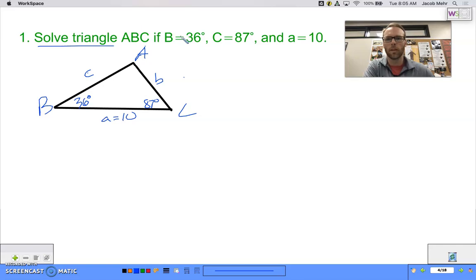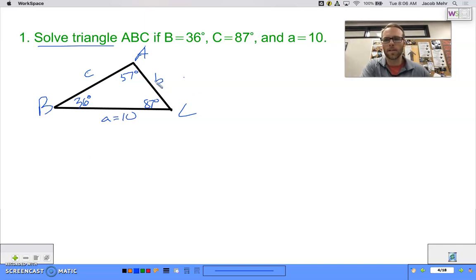And now let's solve the triangle. So what do we need to find? Well, we are missing two side lengths and we're missing one angle measure. I think the angle measure is going to be the easiest to find here because we know the sum of the interior angles of a triangle is 180 degrees. So I'm simply just going to take 180 minus 36 minus 87, and we have 57 degrees right here. Okay, that was the easy one. Now, how about the side lengths?